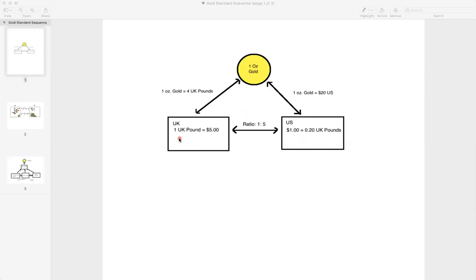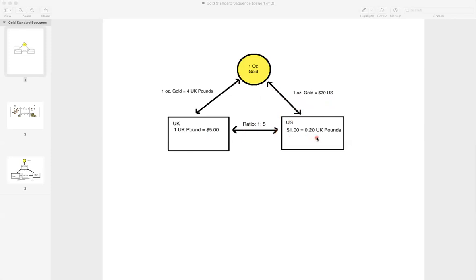rate. So if you had 1 British pound, you could convert that British pound into an ounce of gold, and then you could take that ounce of gold over to the United States, deposit it with the US Treasury, and get 20 US dollars. Or more simply, you could skip the middle step here. You could just convert 1 British pound into, at this ratio, 5 US dollars.